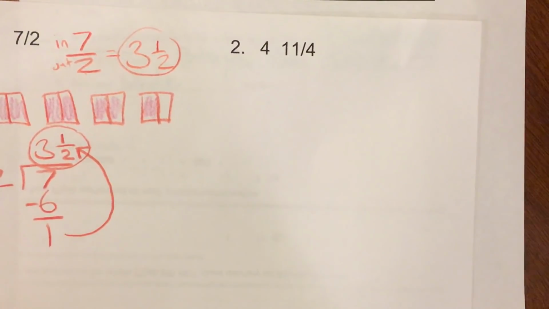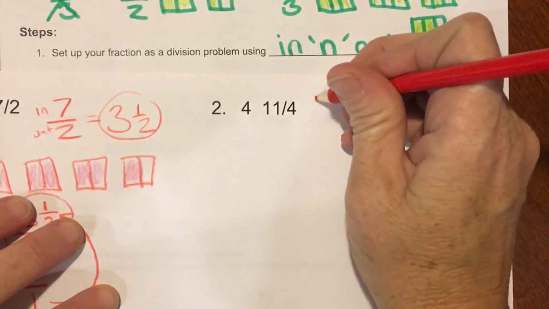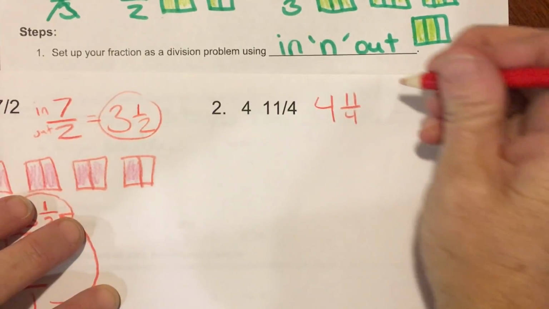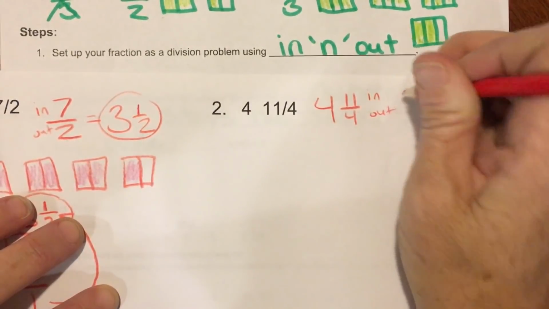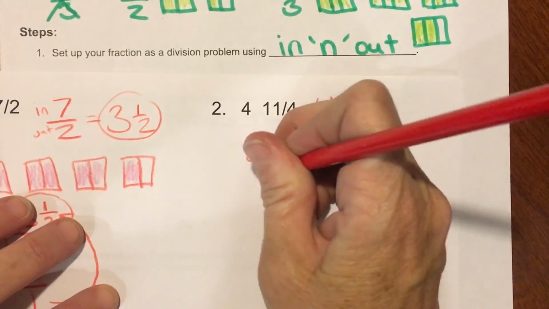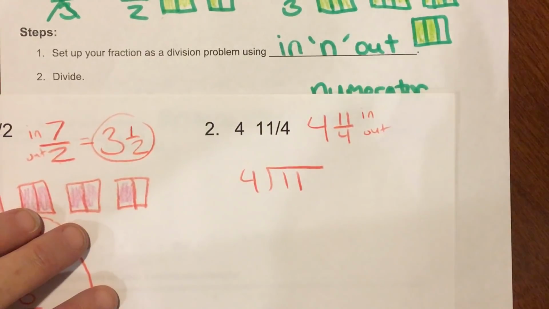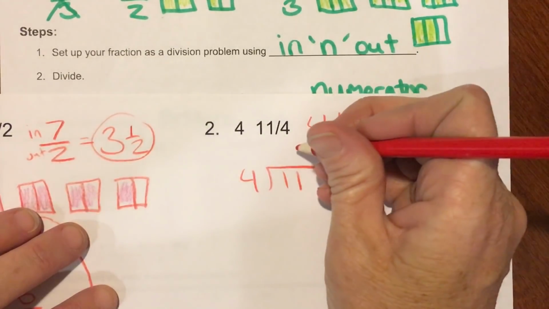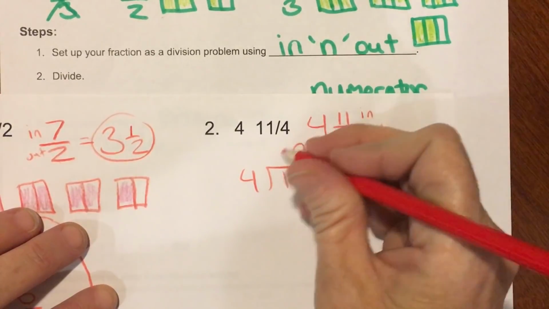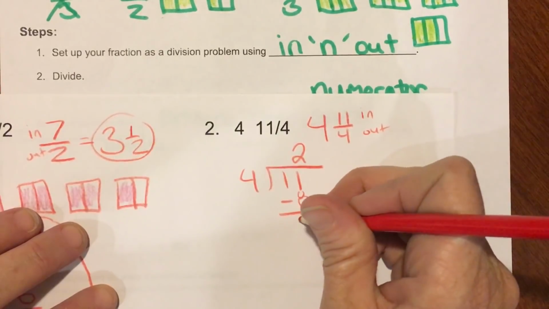Okay, so let's try another one. First, I do not like that, so let me rewrite it this way. I'm going to set it up using in and out. I'm not going to worry about my whole number right now, I'm just going to put it to the side. So I set it up using in and out. I'm going to divide. 4 can go into 11, not 3 times, but 2 times. 2 times 4 is 8, and 11 take away 8 is 3.